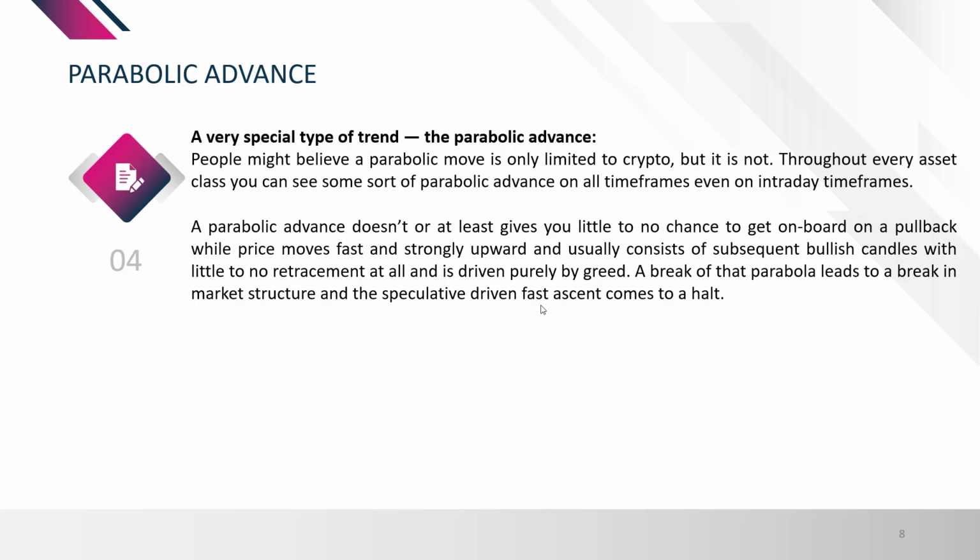A parabolic advance gives you little to no chance to get on board on a pullback, while price moves fast and strongly upward, and usually consists of subsequent bullish candles with little to no retracement at all, and is driven purely by greed. A break of that parabola leads to a break in market structure, and the speculative driven fast ascent comes to a halt. So this type of trend hardly gives you any chance to hop on board so that you can trade along the trend.